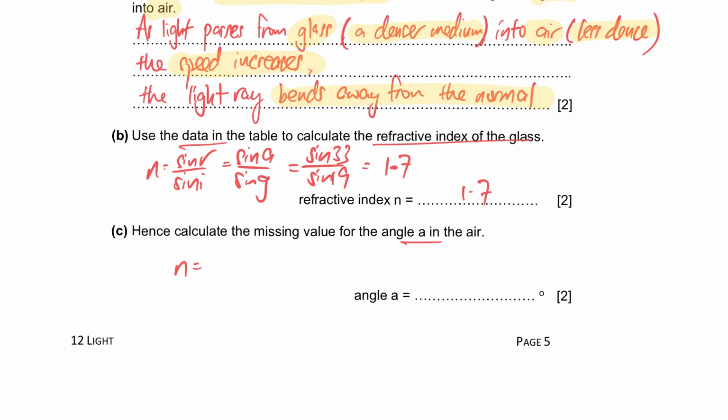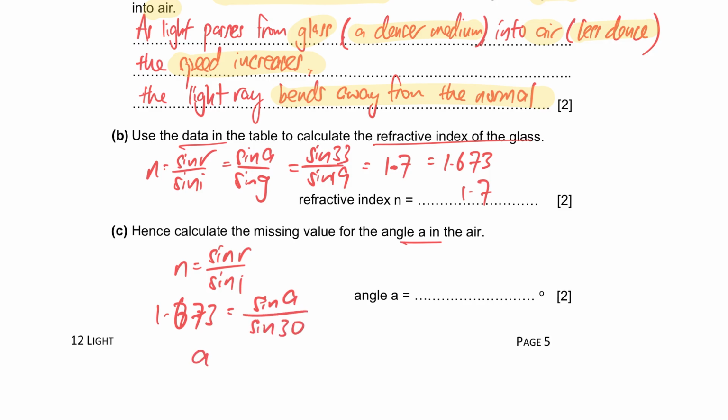I'll be using the same formula, sine R over sine I, and now this is 1.7, or you can use the value before rounded off, 1.673 is equals to your sine R, which is your A that you want, over sine 30, and you can solve for your A to be 56.77, so it's about 57. But you must remember how to do your shift sine, and also your calculator has to be in degree mode. All right, so this is 57 degrees.